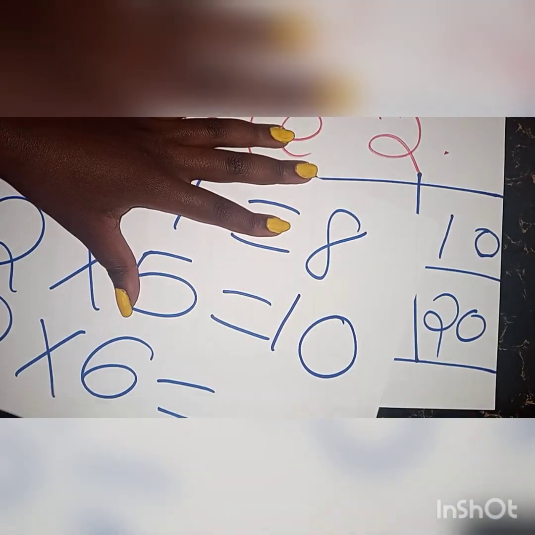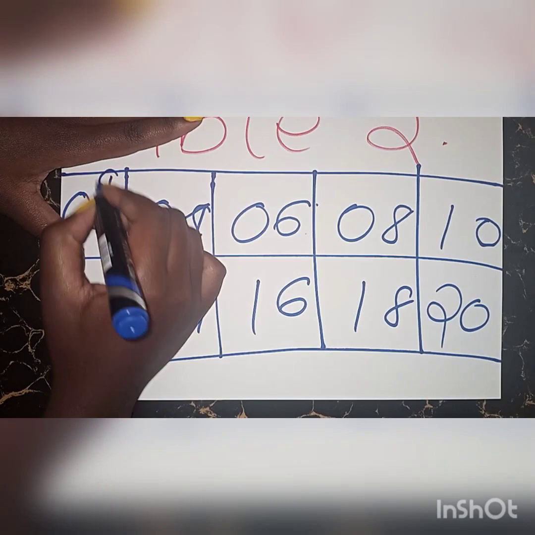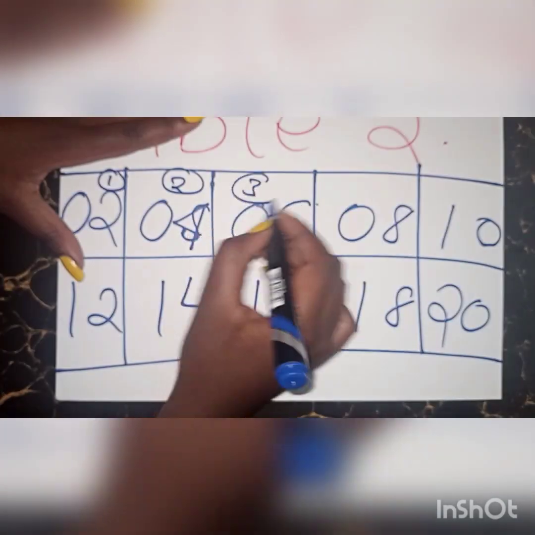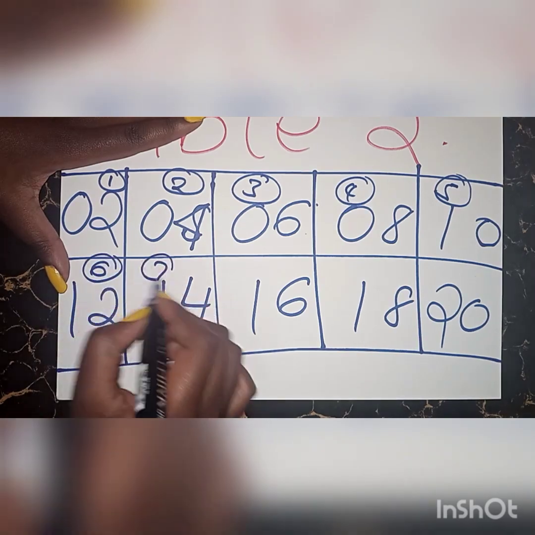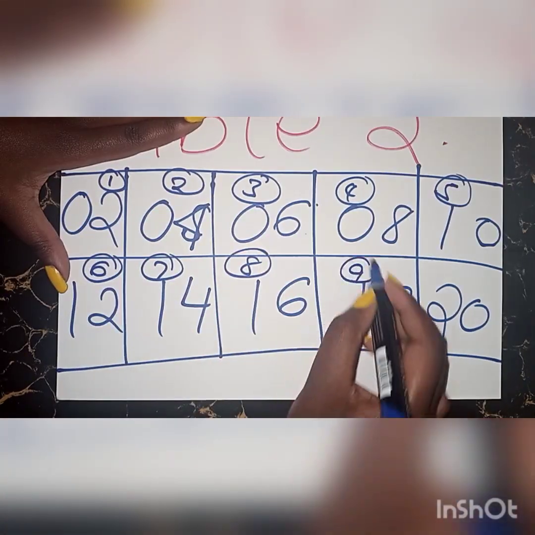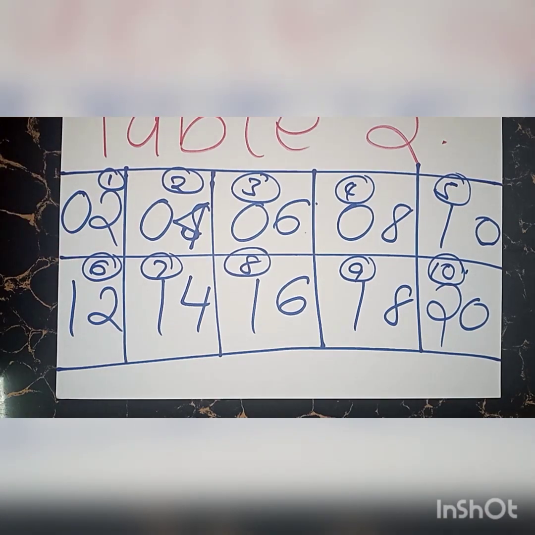Okay. This is how we are following it. This is 1, 2, 3, 4, 5, 6, 7, 8, 9, and 10. Okay. So that's what we are basically doing.